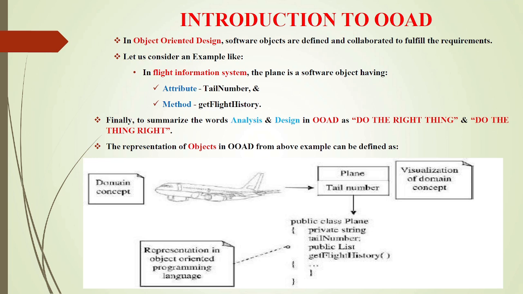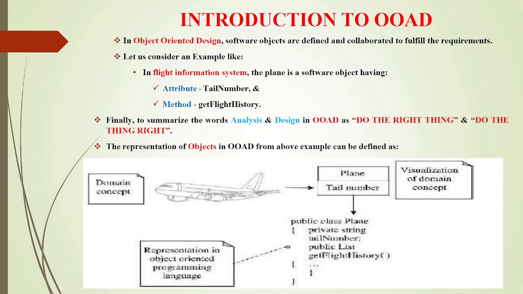Finally, to summarize, analysis and design in OOAD: do the thing right is the second option. Do the right thing would be the first option. Always do the right thing so that you do the thing right. Both statements look alike, but there is a small variation. Choosing what is correct could be your analysis. Doing what is already accepted to be correct, that is nothing but do the thing right. One talks about your analysis, and the second talks about your design.